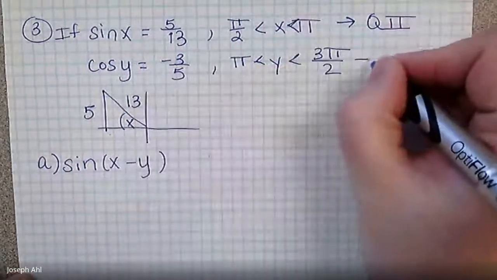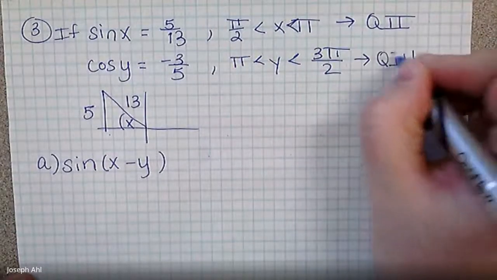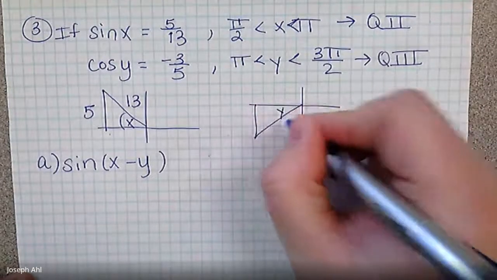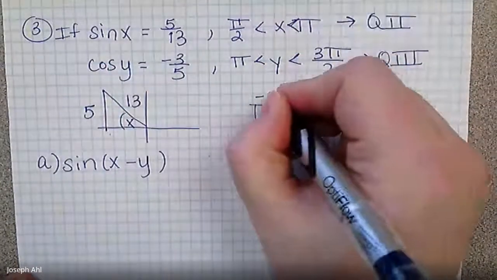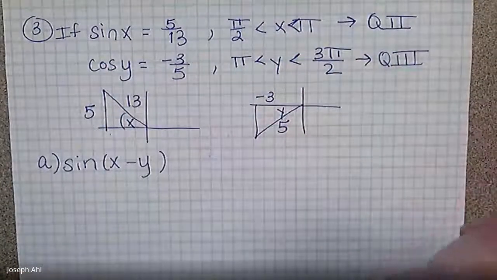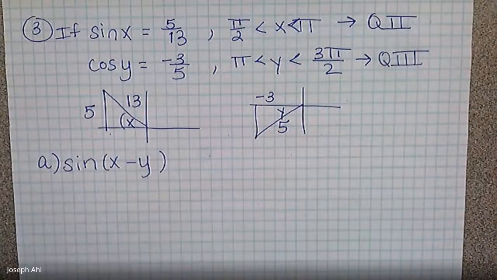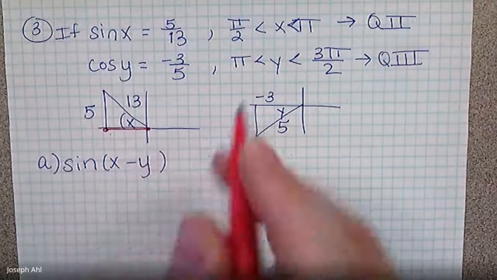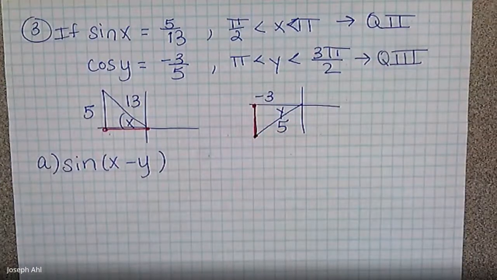Let's talk about angle y. If angle y is between pi and 3 pi over 2, isn't that quadrant 3? All right, so let's draw another picture over here for angle y in quadrant 3. Cosine's given, which is adjacent over hypotenuse. So that would be adjacent of -3, hypotenuse of 5. All right, and I'll give you a hint. In order to be able to complete sine of x minus y, you're going to have to find these other missing sides right here. Which guess what? You know how to do that because you know Pythagorean theorem.